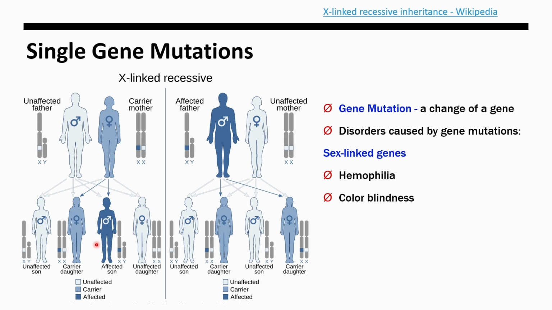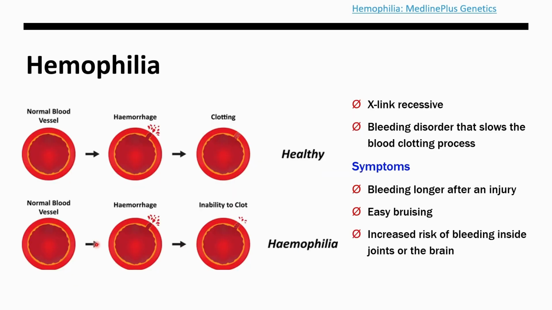So in single gene mutation diseases, mostly the boys in the families are at high risk. Example diseases include hemophilia and color blindness. Hemophilia is an X-linked recessive disorder. In this disease, the blood will not easily clot.